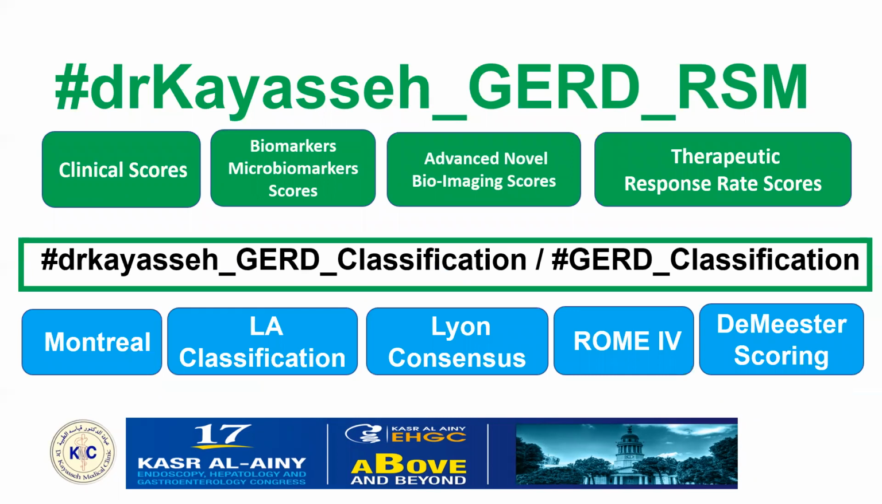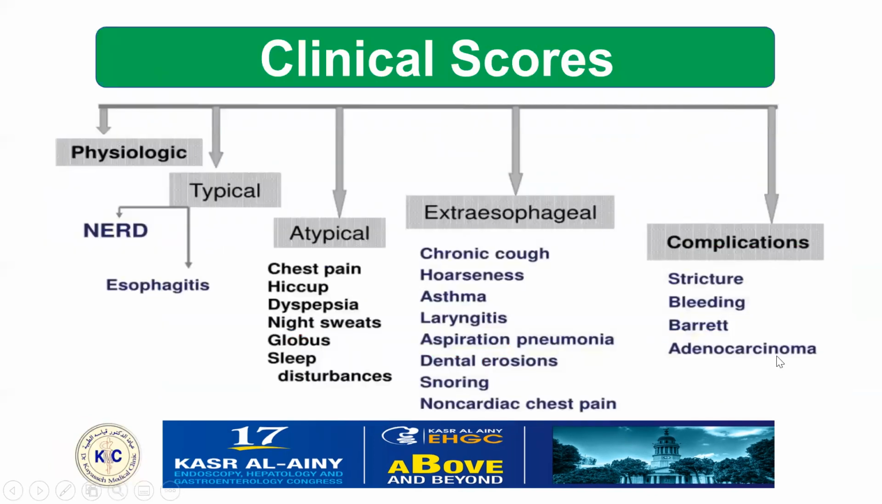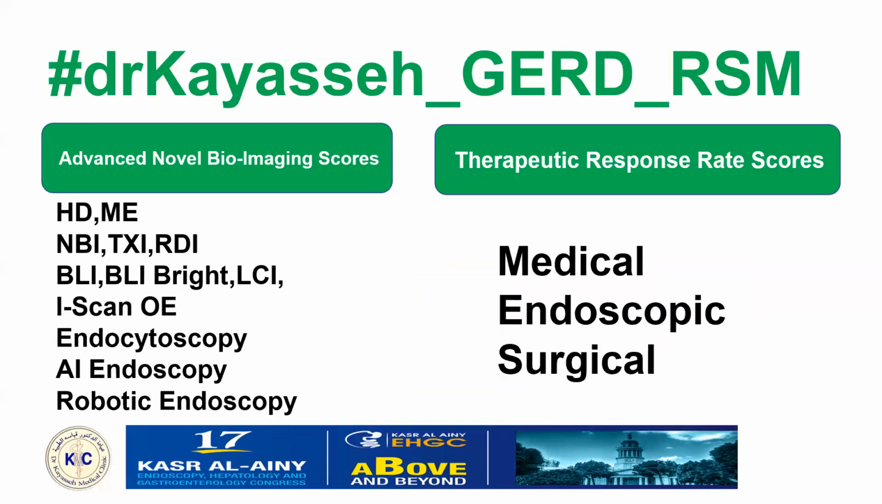There are so many types of classification of GERD: either the Montreal classification or LA classification, Lyon consensus, Rome 4 criteria, and the MR scoring. And you see, if we depend on the clinical scores, there are 2 types of reflux: physiological reflux and pathological reflux. And the pathological reflux can be, as you see, from typical to atypical GERD, and can have extraesophageal manifestation, and we can reach complication.